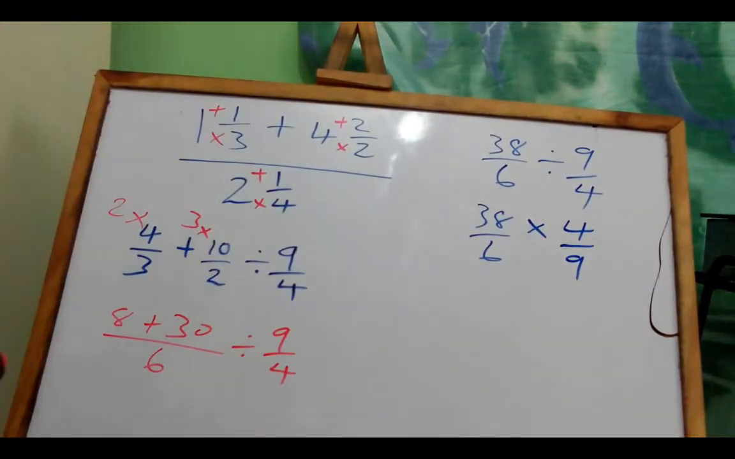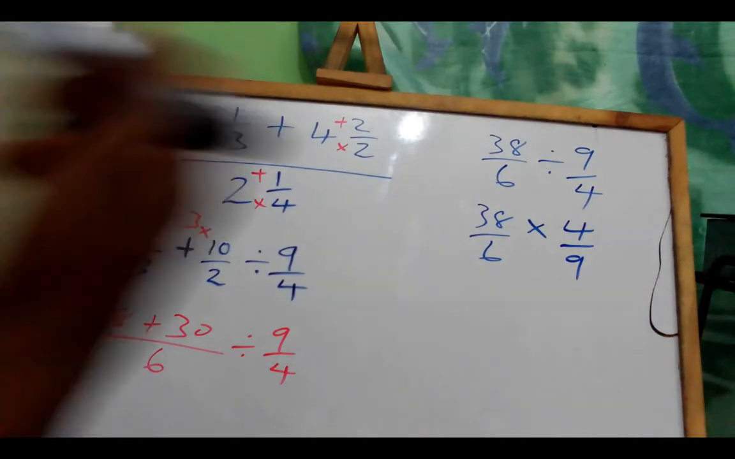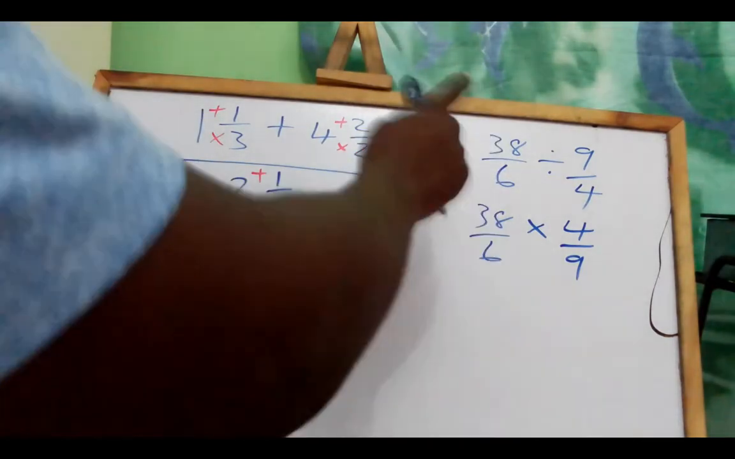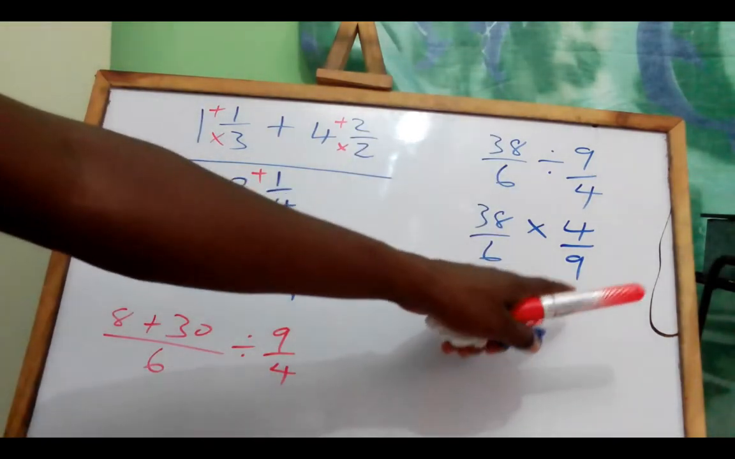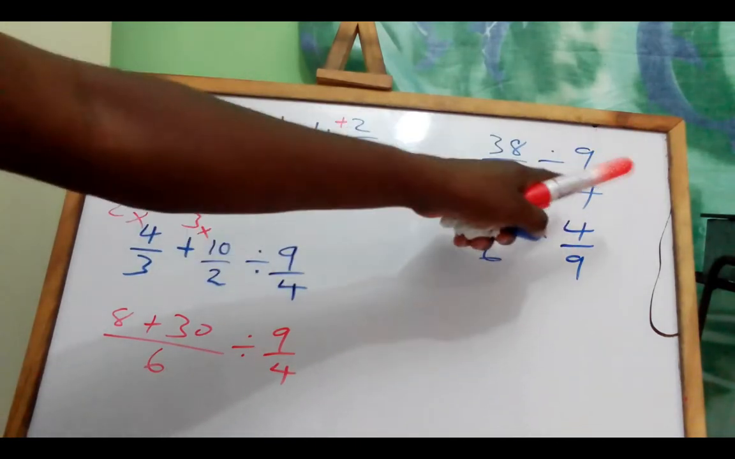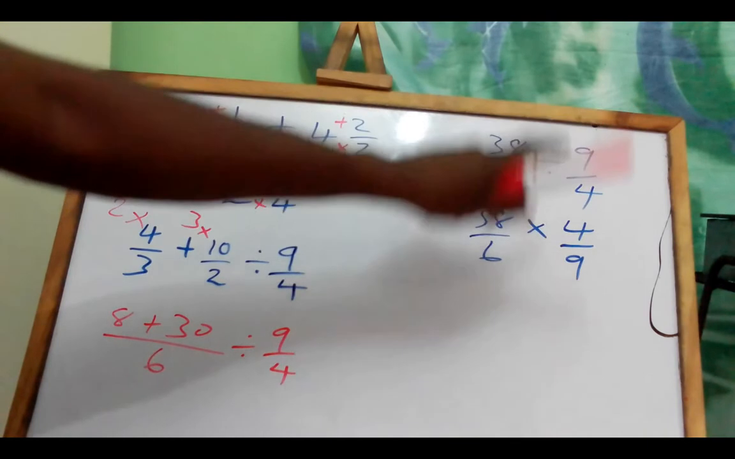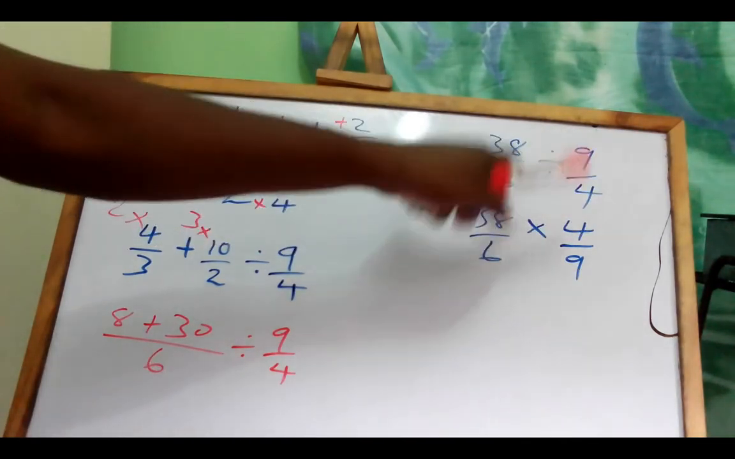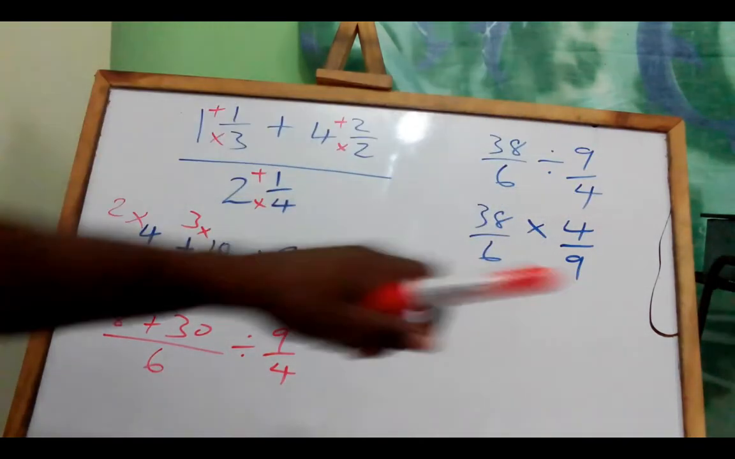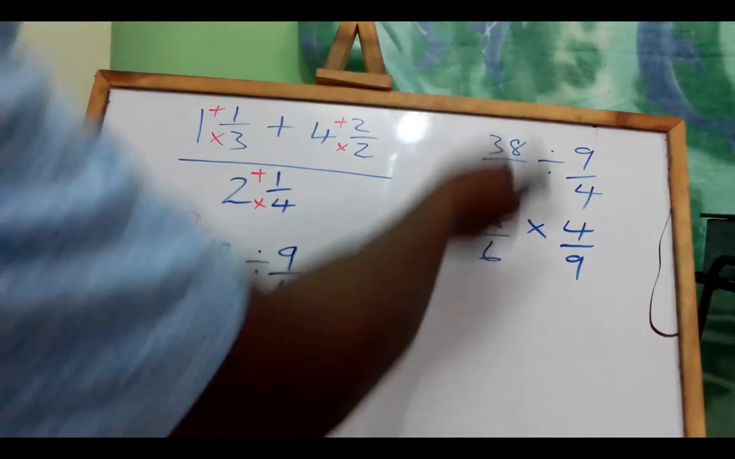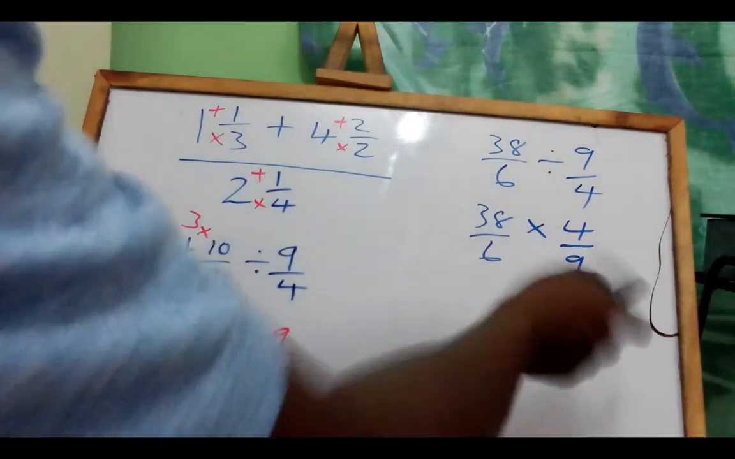You see that? 4 over 9. We invert. So this is basically the reciprocal of 9 over 4. So we just flip the numbers, we invert, change the sign and invert.